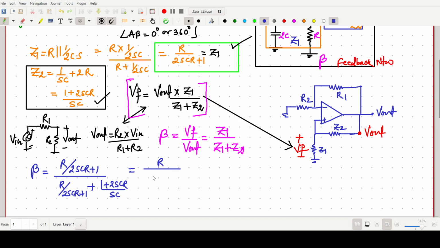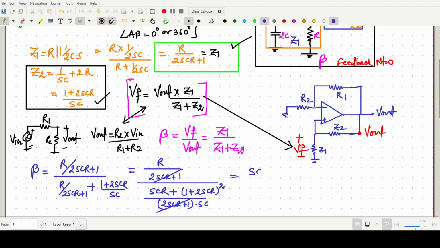Okay, we have to go step by step. I am writing 2 SCR plus 1 in that form. Then SCR we have to put here, then (1 plus 2 SCR) whole square divided by (2 SCR plus 1) into SCR. Okay, so this one and this one will be cancelled out.